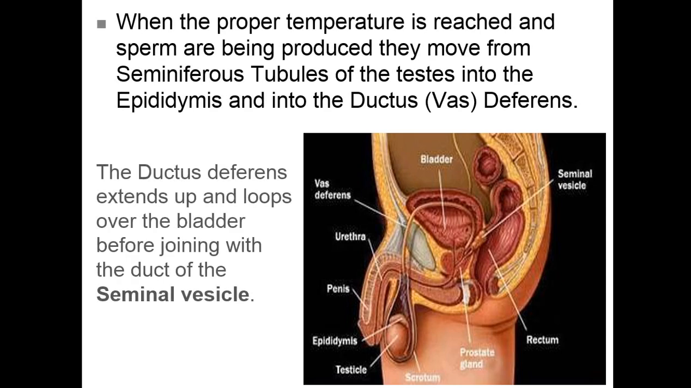So when proper temperature is reached and sperm are being produced, they move from the seminiferous tubules of the testes into the epididymis and into the ductus deferens. So a little review there of where we're at. We've produced the sperm in the seminiferous tubules, then we've moved them into the epididymis where they have matured, and now we've put them into the ductus deferens for storage. Our ductus deferens extends up and loops over the bladder before joining up with the seminal vesicle.